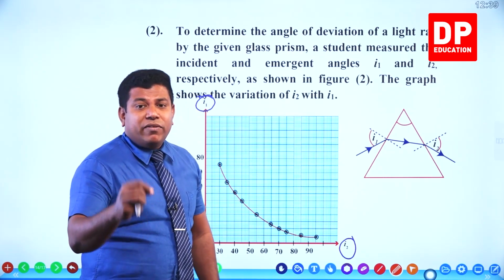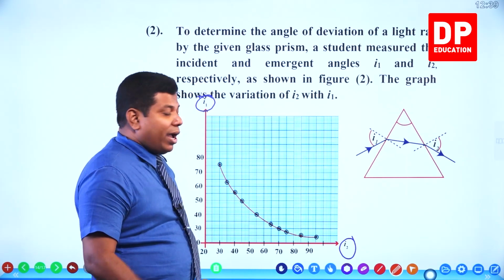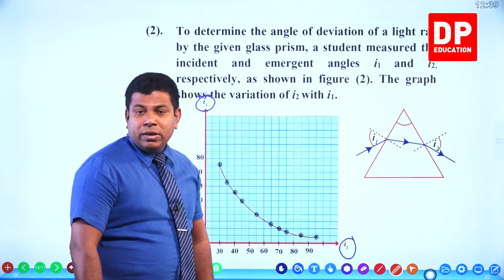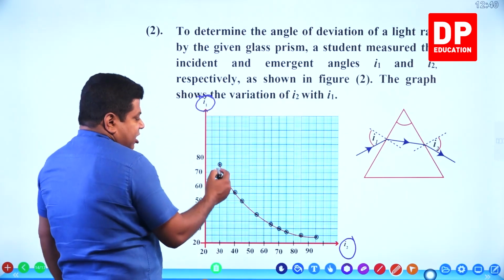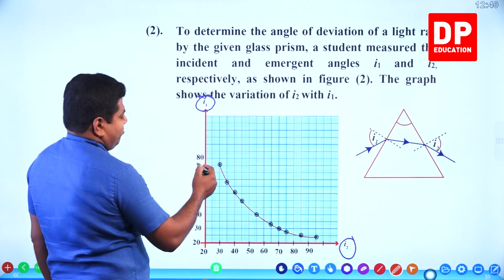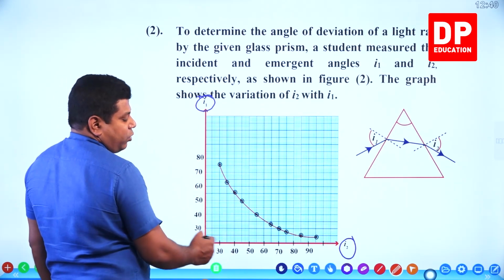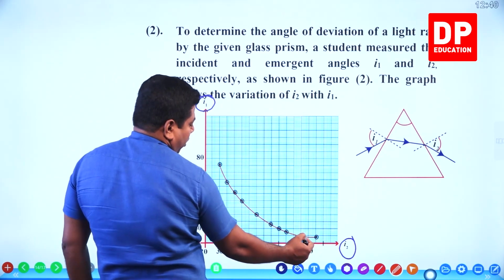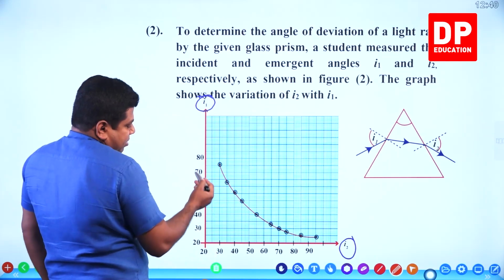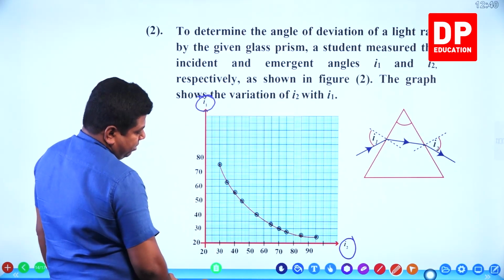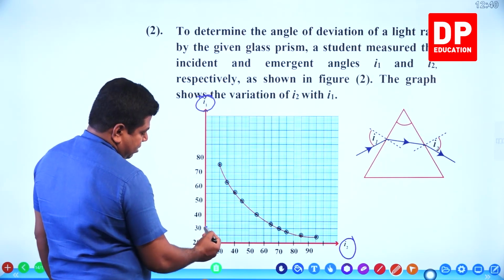I need to find the point where deviation is minimum. To find that, I1 and I2 are equal. In the graph now, I need to find where I1 and I2 are equal. For example, if you look at this point, I1 is somewhere around 76 degrees, I2 is 30. I1 and I2 are not equal. If you look at this point, I1 is 15 degrees. See the scale, how they have taken it?